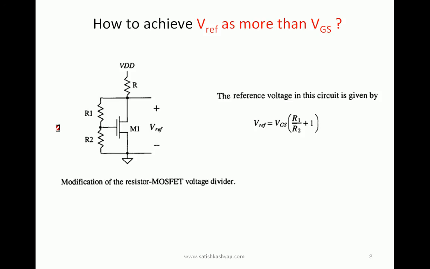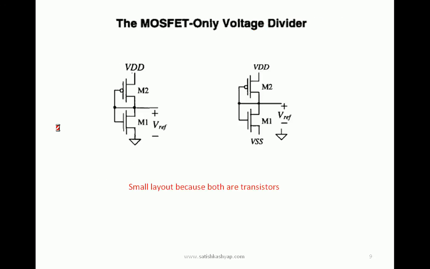So simply, V reference is nothing but the voltage drop across R2, while the total voltage drop is across R1 and R2. Using the simple voltage division rule, you can write that equation. The third circuit is the MOSFET only voltage divider.